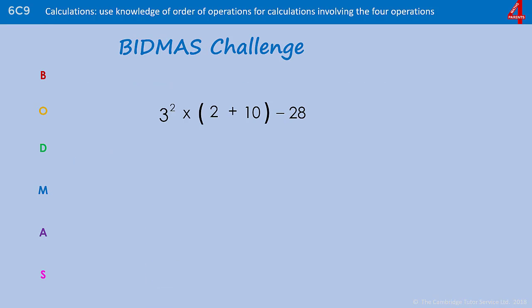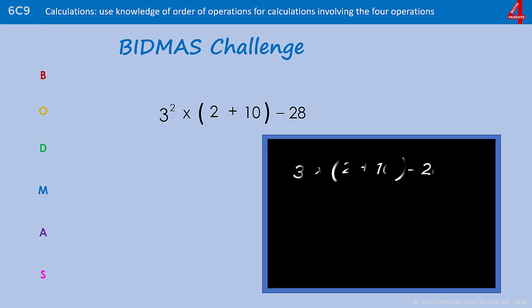For those of you who are more familiar with using square numbers, I've included a couple where you can have a go at doing that as well. I'm just going to go through this one, then I'll give you one you can have a go at. We have 3 squared times by 2 plus 10 in brackets take away 28. We need to deal with the brackets first. 2 add 10 is 12, so we've dealt with that bit. According to BODMAS, we need to do the squared bit next. So 3 squared, that's 9.